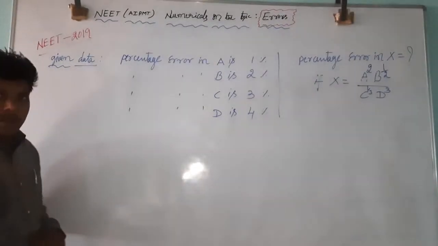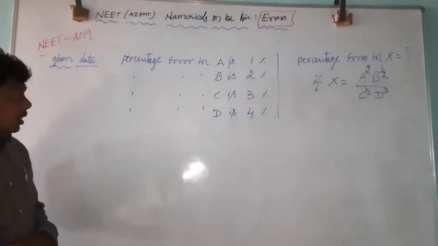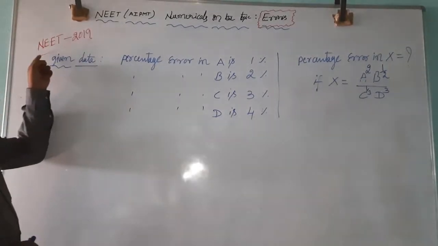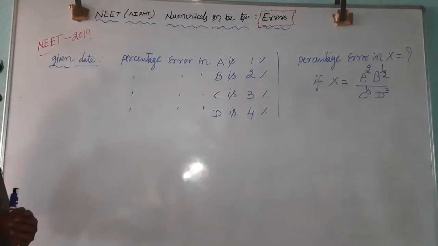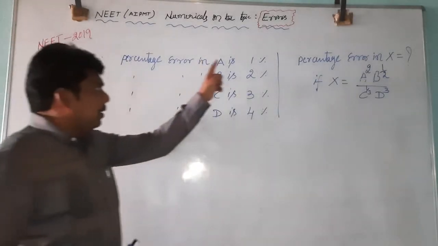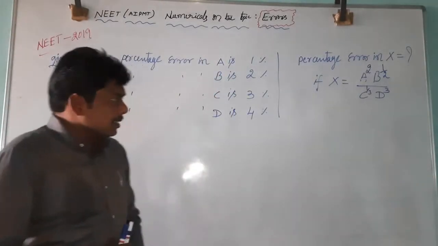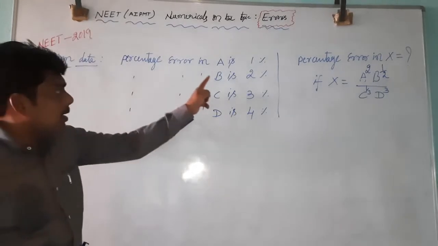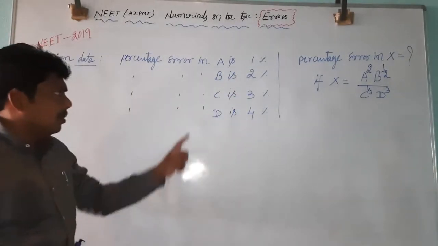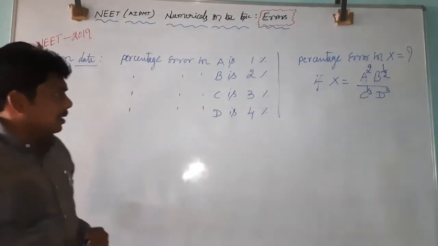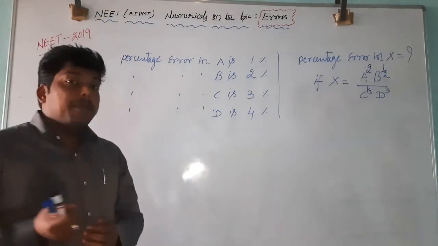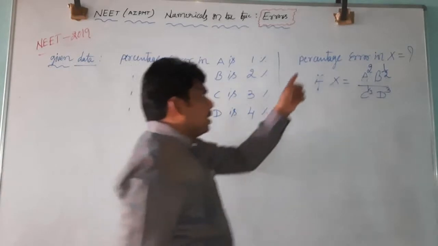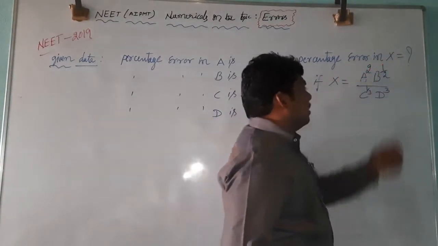Here is the first question. The question is from the NEET 2019. The given data in the question is that percentage error in A is 1%, percentage error in B is 2%, in C is 3%, in D is 4%. Now, what we have to calculate? We have to calculate the percentage error in X.